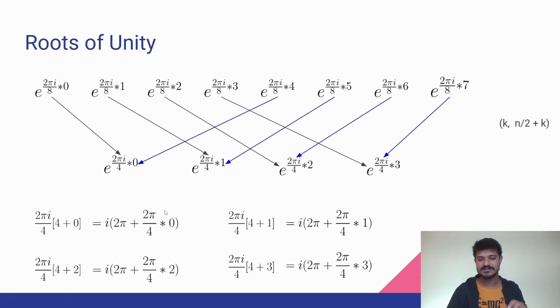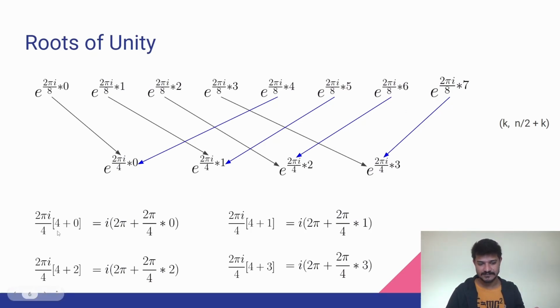So 2 pi plus 2 pi by 4 times 0 is essentially 2 pi by 4 times 0. That's why this number maps to this. Similarly, it will have 2 pi by 4 times 1, which is the square of this number, maps to this, and this and this, right? So we have proven that the first half numbers, when you square them, directly map to the next set of roots of unity. The second half, when you square it, also maps to the next set of roots of unity, right?